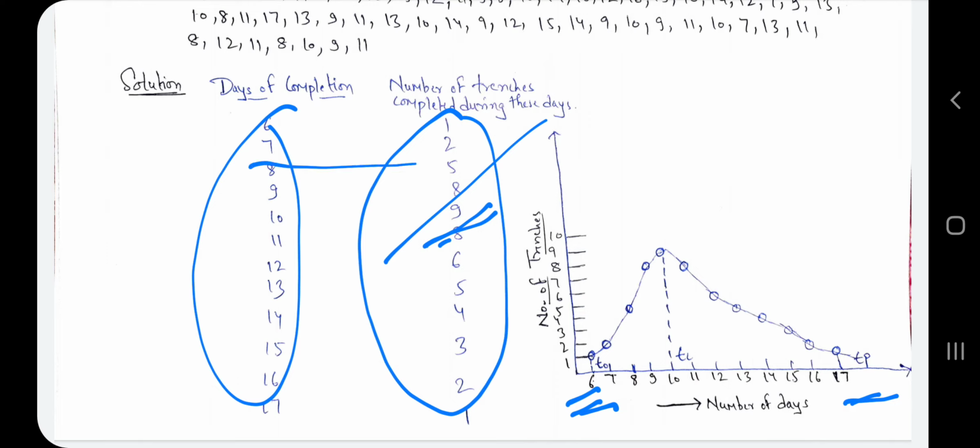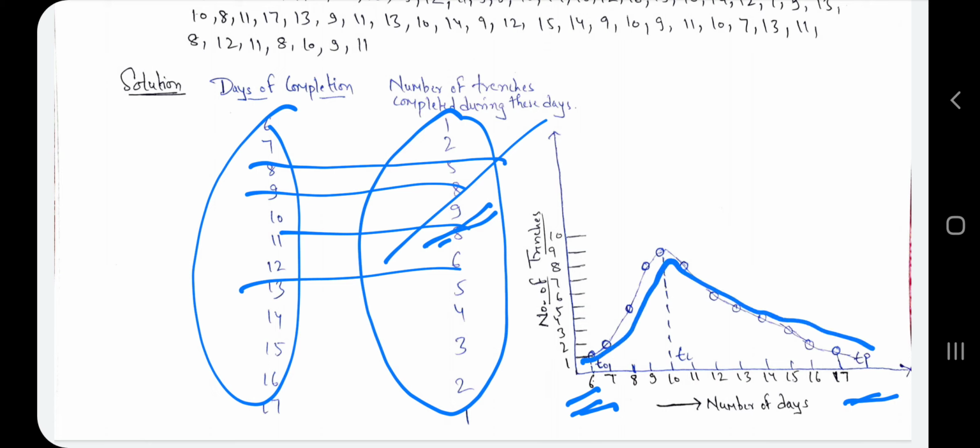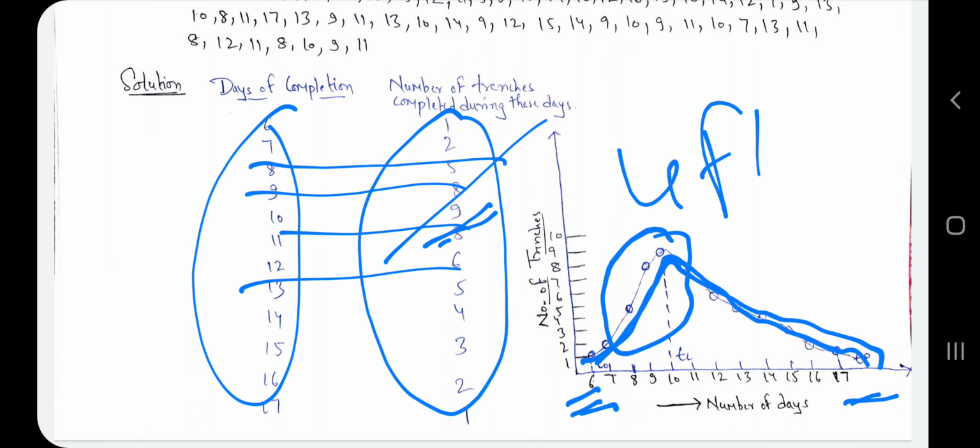So with the help of these values, you have to plot a graph. This graph looks like this. You can see this graph is tilted at the left side, so it is not a unimodal graph. It is not a perfect graph, it is a left sided graph. In this way you have to draw the frequency distribution curve.